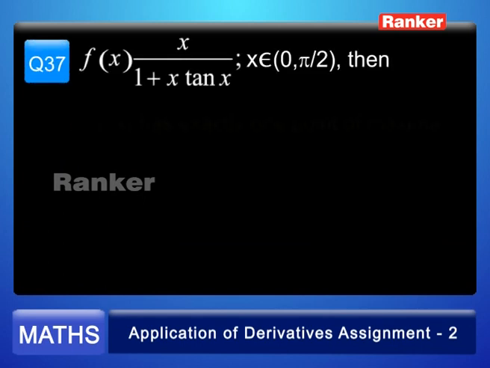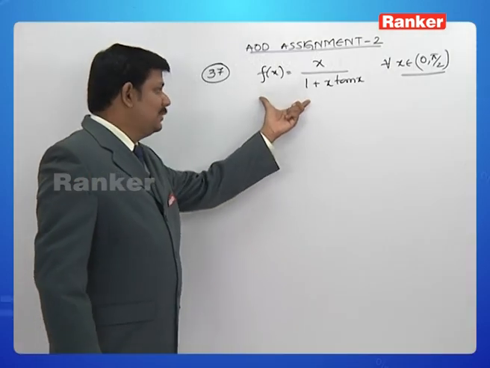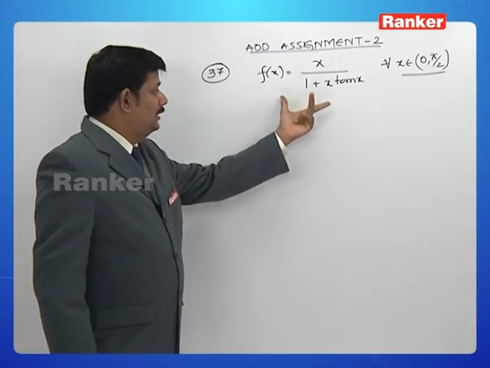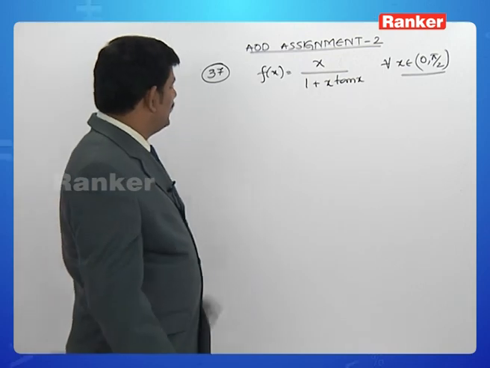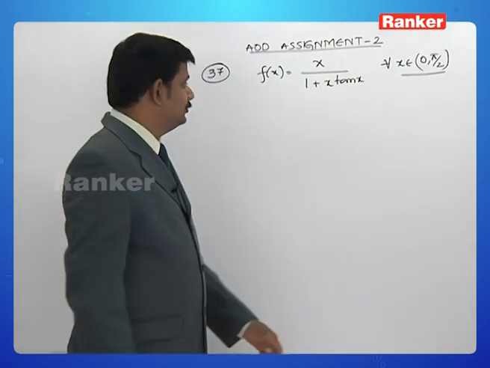Next question, f of x is equal to x by 1 plus x tan x for all x belonging to 0 to pi by 2. Option A has exactly one point of maxima, option B has exactly one point of minima, option C, f of x is increasing in 0 to pi by 2, option D none of these. So, we have to discuss the maxima, minima, increasing, decreasing nature of the function f of x is equal to x by 1 plus x tan x in the interval 0 to pi by 2.